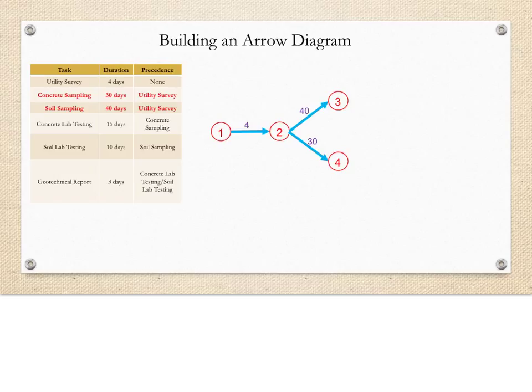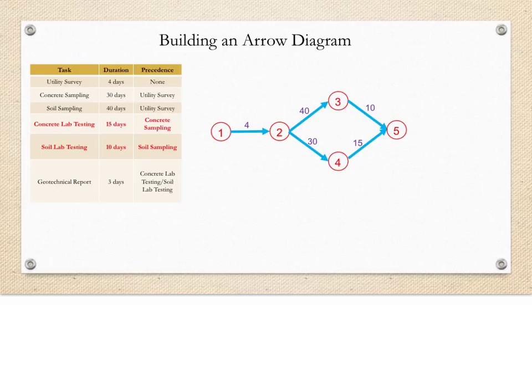Now, since we concluded that the concrete sampling and soil sampling can be done at the same time, we draw 2 arrows out of event 2. Remember, event 2 represents the end of the utility survey task, which both of these sampling tasks are dependent upon. So we draw task 2-3 as the soil sampling with a 40-day duration, and task 2-4 as the concrete sampling with a 30-day duration.